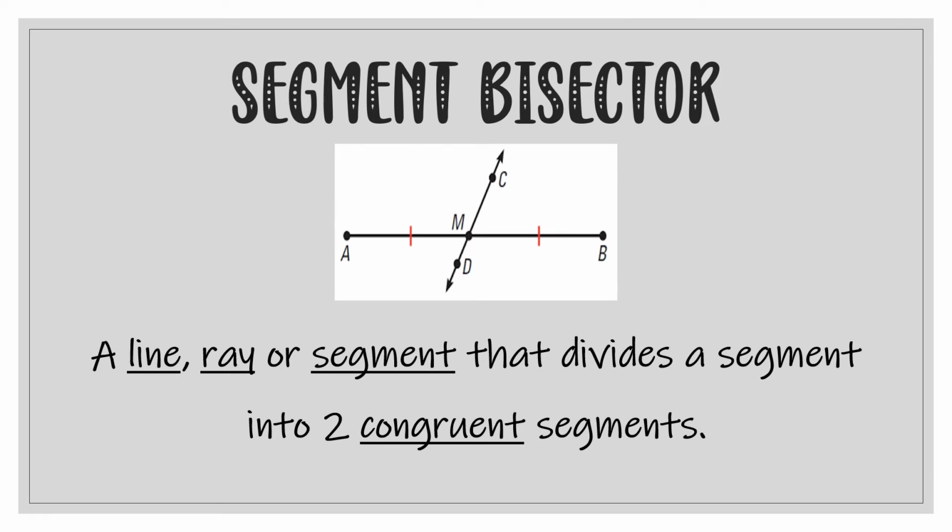A segment bisector can be a line. It's often a line, but it can be a ray or a segment that divides the segment into two congruent segments. So essentially it passes through the midpoint of the segment. So in this picture, line CD goes through point M, which is the midpoint of AB. So AM is congruent to segment MB, or the measure of AM is equal to the measure of MB.